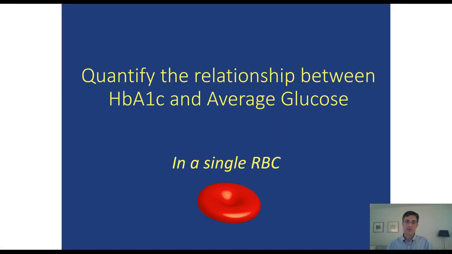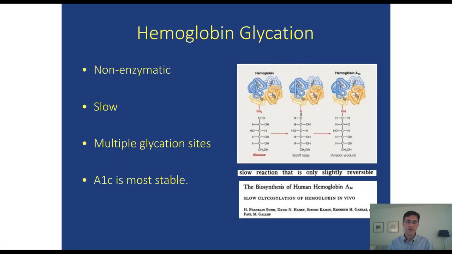And we'll start by considering the relationship between A1c and average glucose in an individual red blood cell. We think about the A1c level, or the glycated hemoglobin fraction, in a single red cell. We can go back a few decades ago to the discovery of the chemistry of the glycation reaction by Frank Bunn and colleagues. What they found was that glucose is added to the amino terminus of one of the beta-globin chains of hemoglobin, and that this reaction is very slow and it is only slightly reversible. It's basically an irreversible reaction.